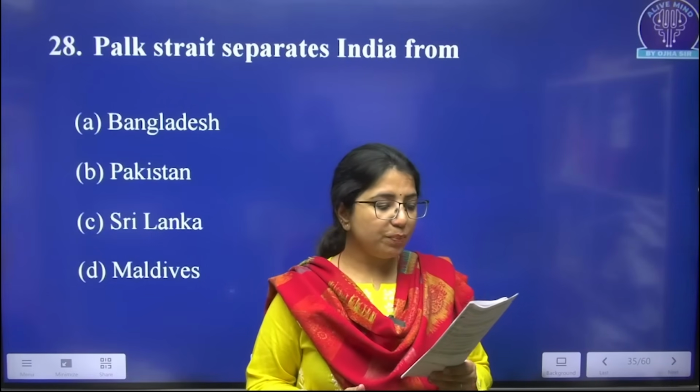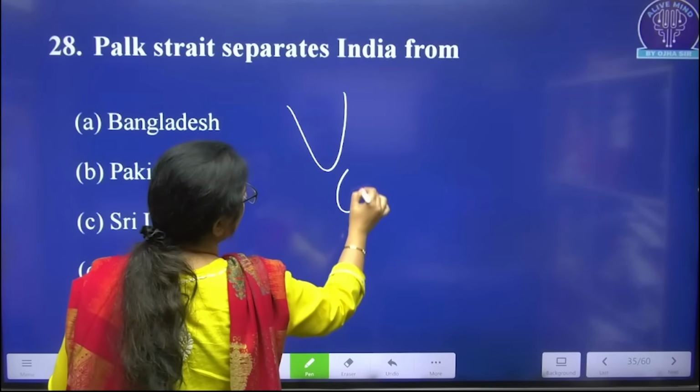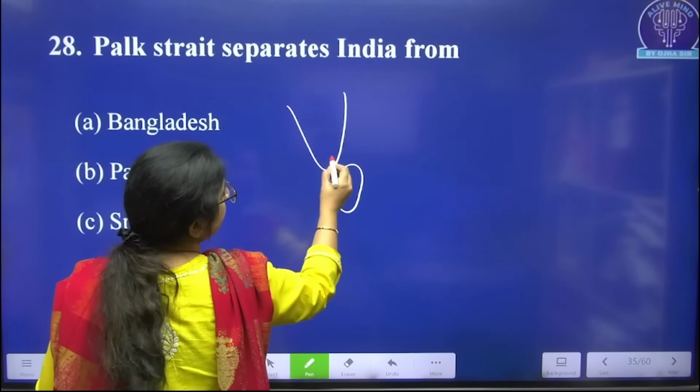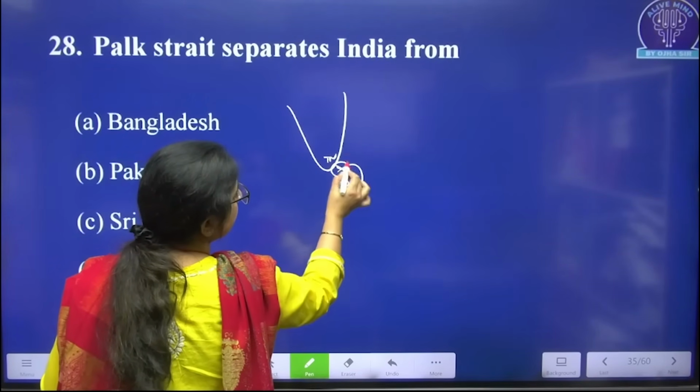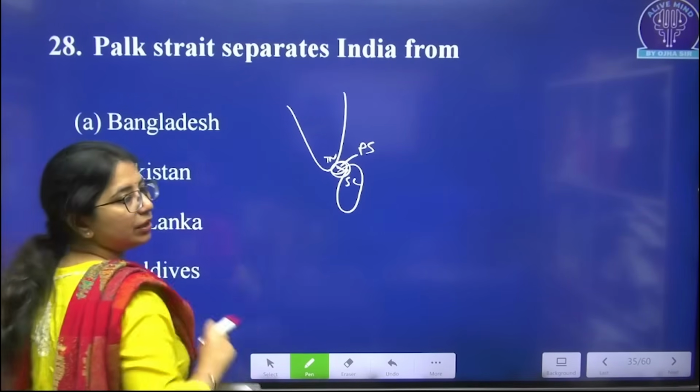The next question is, Palk Strait separates India from. Here, this is Tamil Nadu, and this is Sri Lanka. The strait here is Palk Strait. So, it separates India from Sri Lanka. The answer is C.